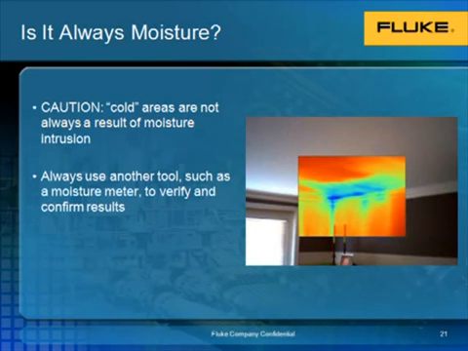Now, since moisture has been the focus of the past few slides, I'd like to caution everyone that areas showing up cold on a thermal imager are not always the result of moisture intrusion. As you see in this picture, we're actually looking at an insulation gap. It also shows up cold, but that is because the outside temperature is so much colder than the inside temperature. It's always a good idea to utilize another tool such as a moisture meter to verify and confirm your findings.